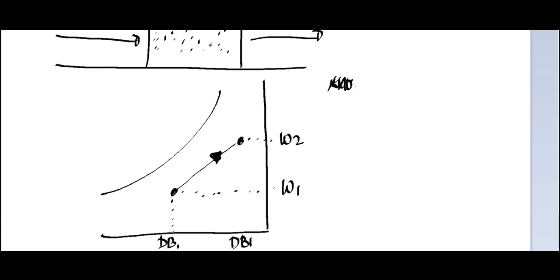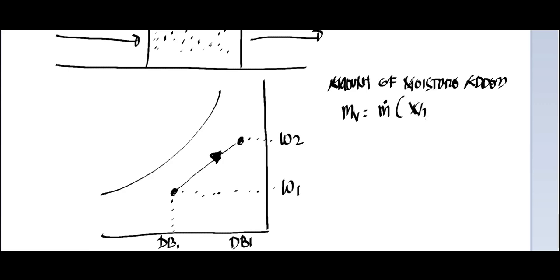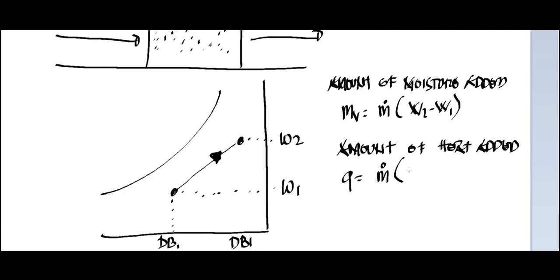Then we can compute also the amount of moisture added by means of the moisture vapor. It will be the mass flow rate times the humidity 2 minus humidity 1, and the amount of heat added is the same equation that we are having. So that will be the mass flow rate times the enthalpy 2 minus the enthalpy 1.